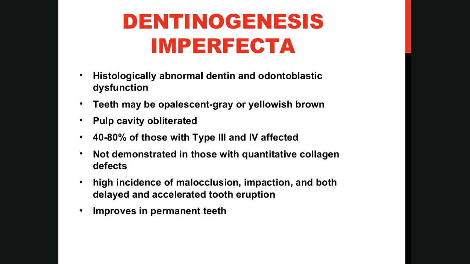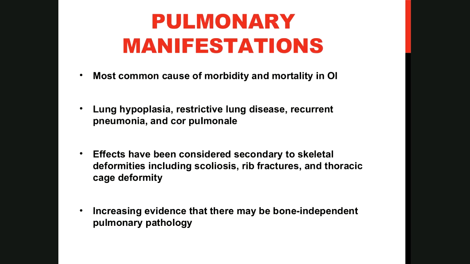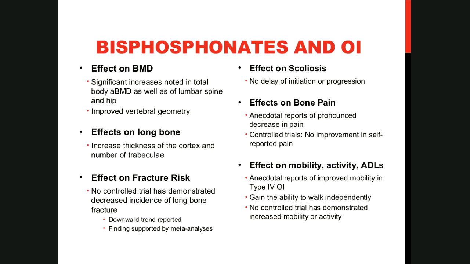Dentinogenesis imperfecta, again, affects about 40 to 80% of children with type 3 or type 4 OI. You can have teeth that are either opalescent gray or yellowish brown, and DI really results in a high incidence of malocclusion, impaction of the teeth, and delayed and accelerated tooth eruption. We've spoken already about the pulmonary manifestations.